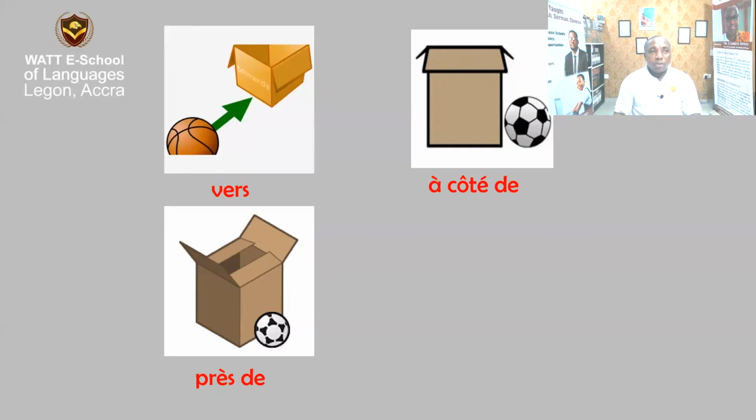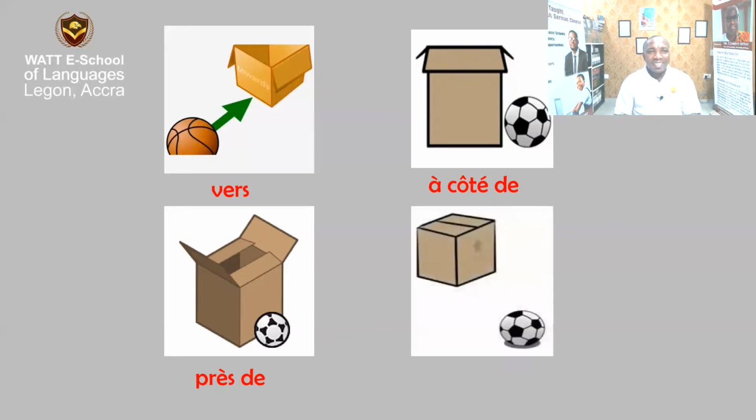All right, let's go. The question here is for ladies, girls. Are you there? Great. Now look at the position of the ball. When you look at the four images, you see there are different positions. The space between the ball and the box is a little bit far compared to the one on top, compared to the one down here.